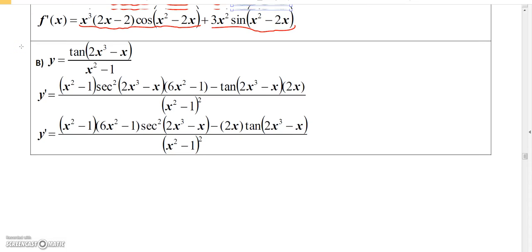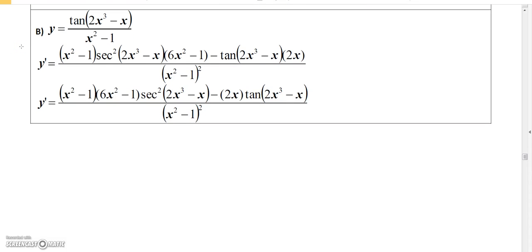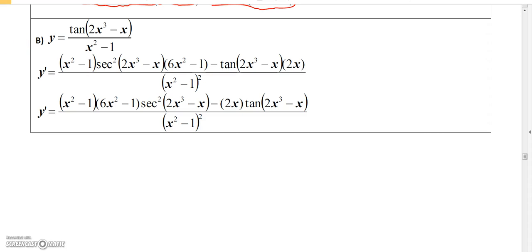Okay. Now let's look at a quotient rule that also involves trig rules. So here I have the tangent of 2x cubed minus x all over x squared minus 1. So if you'll remember from the quotient rule, if you take the derivative of u over v, the way it works is you write v, so that would be the bottom, x squared minus 1, and then you multiply it by the derivative of u, the numerator.